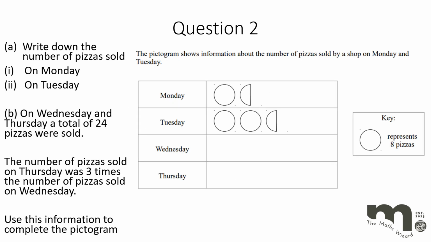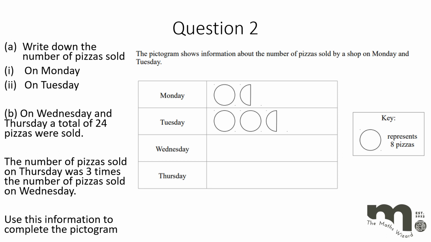Okay, so we've got a few questions relating to this pictogram here. This time we've got some information about the number of pizzas sold by a shop on Monday and Tuesday. First of all, the first question, part A, is just to interpret the data that you've already been given in the pictogram. So you've just got to work out the number of pizzas sold on Monday and Tuesday.